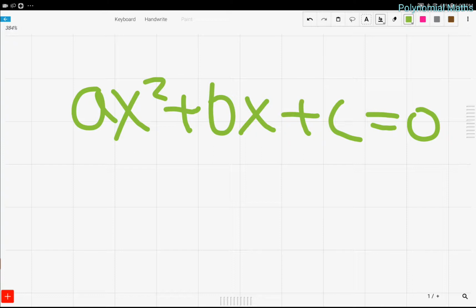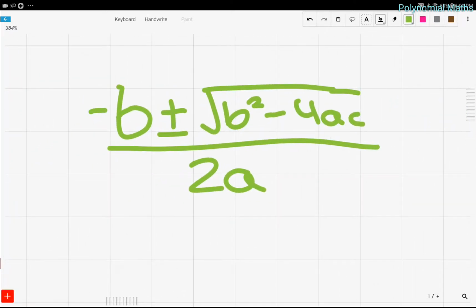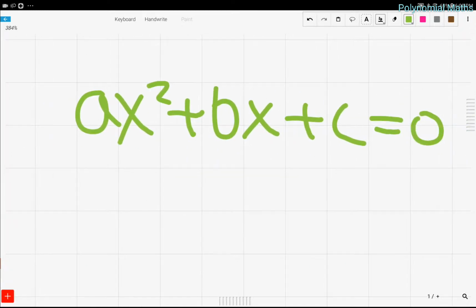So, the quick answers to these are for the first question, the quadratic formula is known as negative b plus or minus the square root of b squared minus 4ac all over 2a. Now, what exactly does that do? Well, it just solves for x in an equation of the form ax squared plus bx plus c.